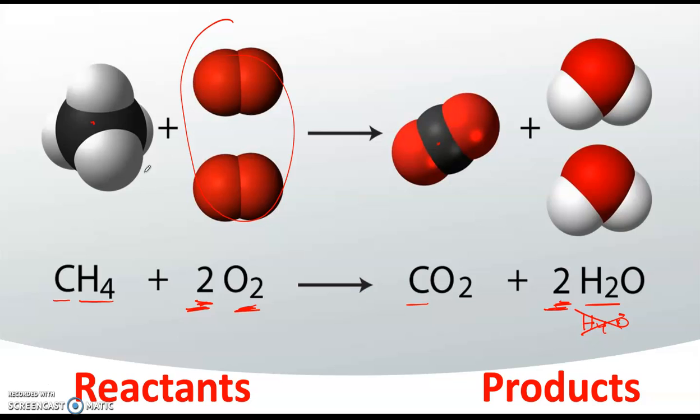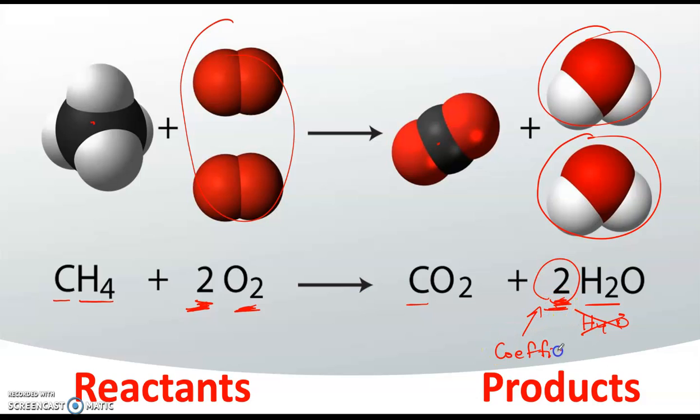And I did that fast. I didn't expect you to necessarily follow how to put the coefficients in. But what I want you to understand from this slide is that you can't change the fact that this is water. But what you can change is the fact that there's 2 of them. That's a legal move to make when you're balancing equations. You can put in this 2 up front here. We call this a coefficient. It tells me how many waters are formed.